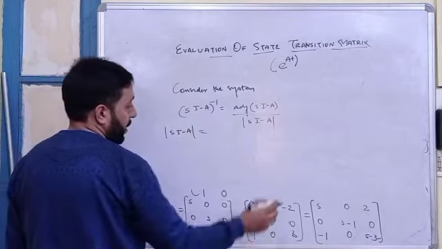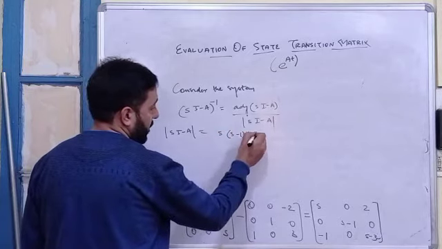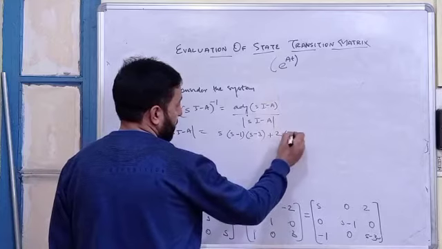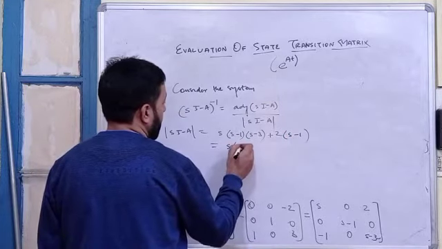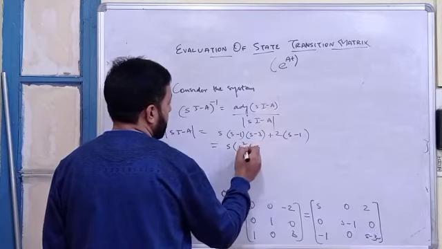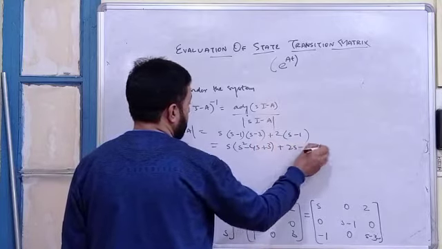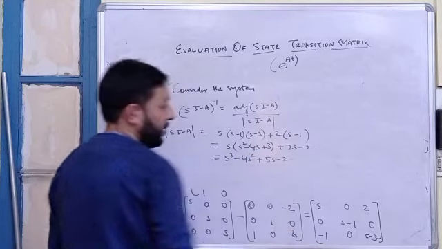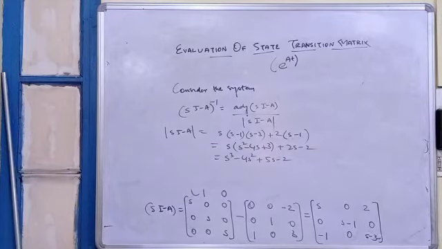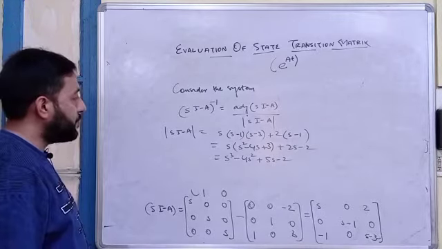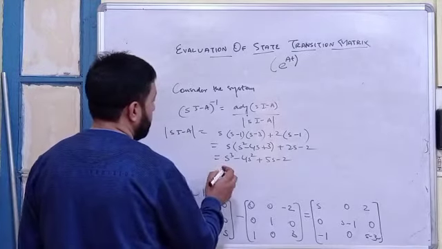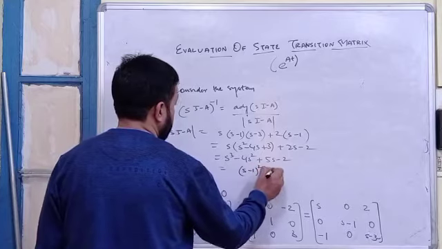It will be s into (s minus 1)(s minus 3), plus 2 into (s minus 1). That's s into s square minus 4s plus 3, plus 2s minus 2. That's s cube minus 4s square plus 3s plus 2s, which is s cube minus 4s square plus 5s minus 2. Right, so if you factorize it, it comes out to be equal to (s minus 1) square into (s plus 2).